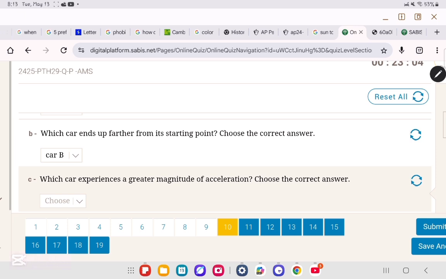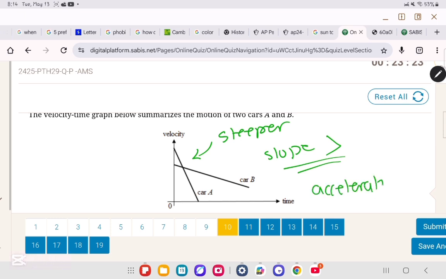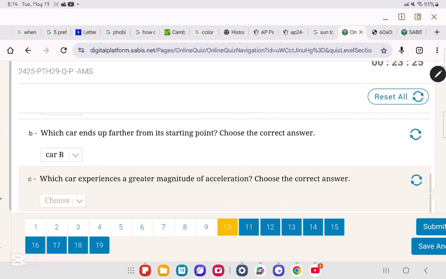And which car has a greater magnitude of acceleration? It's definitely always the steeper one. Steeper means that the slope is going to be greater. If the slope is greater, then what does it mean? That means that acceleration is greater. So what was their question? Which car experiences a greater magnitude of acceleration? It is going to be car A.